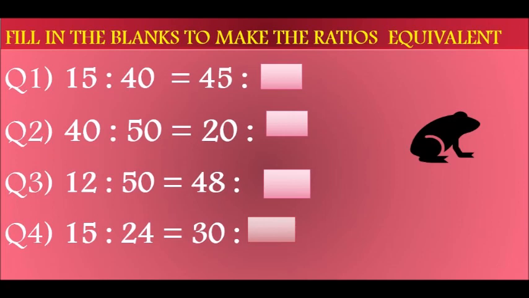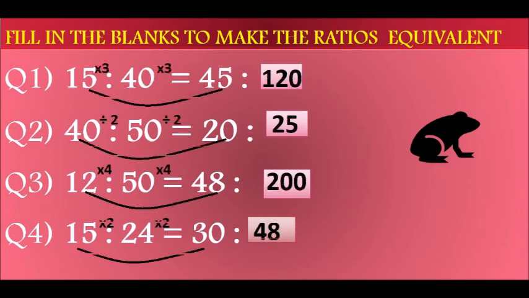Now, just look at the first question, children. The first question that you see here is 15 ratio 40. It means they have given you the blank after the ratio sign. Before the ratio sign we have 45. Now what will you do with this 45? 45 will be compared with 15. Now how did this 15 become 45?